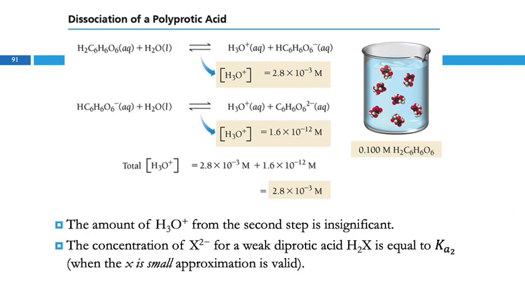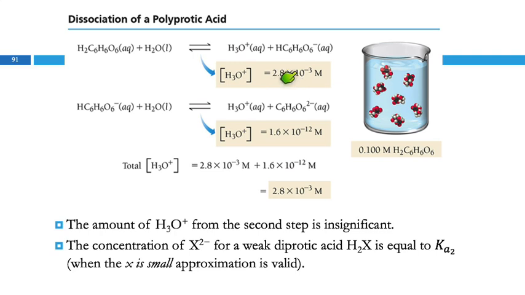So let's look at what's happening when the polyprotic acid dissociates. I think this is citric acid. Don't quote me on that one. So we've got a diprotic acid. It loses one hydrogen ion to make hydronium and this anion. We could do the calculation with its equilibrium constant, and we find that the hydronium ion produced here is 2.8 times 10 to the minus 3.